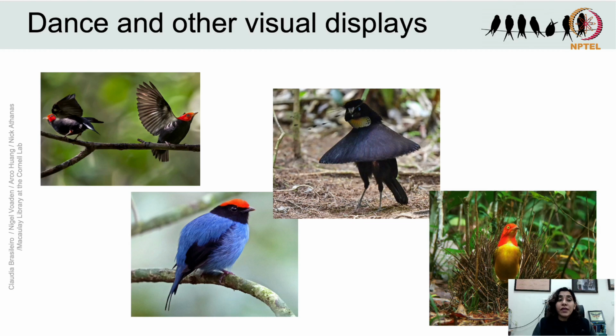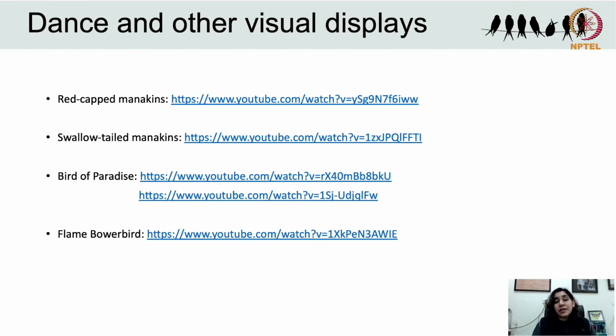For these magnificent visual displays, we have sexual selection driven by dull-colored choosy females to thank. Here are some YouTube videos that you can watch to get a full flavor of the dances and the moves of these birds, which includes those of the red-capped manakin, the swallow-tailed manakin or the blue manakin, the western parotia and other birds of paradise, and the flame bowerbirds. These are indeed marvels of nature that make birds the undisputed masters of courtship rituals.